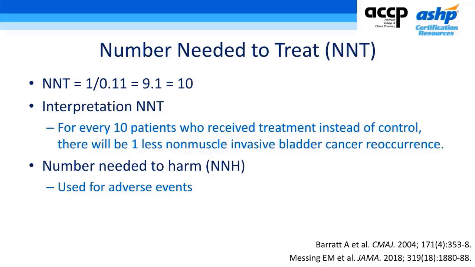The absolute risk reduction in this example was 11%. Now, it's important to remember when calculating the number needed to treat that you use the decimal for the absolute risk reduction. So the decimal would be 0.11. So when you place that into the equation, you have number needed to treat of 1 over 0.11, which is 9.1. Now, for number needed to treat, you want to round up because you don't have a tenth of a person. So that's why the number needed to treat is 10.